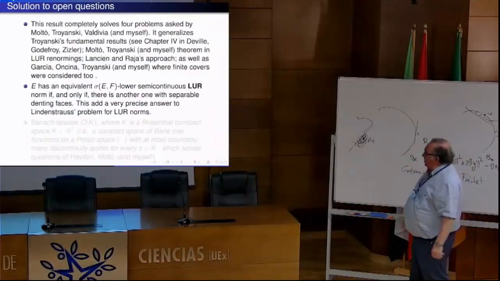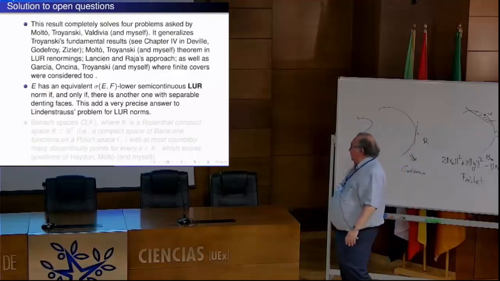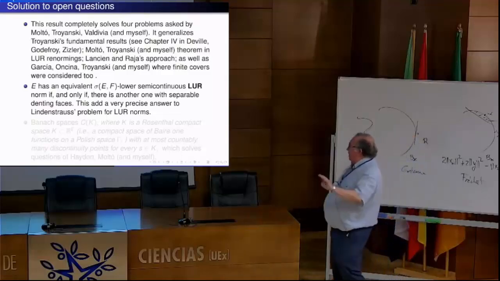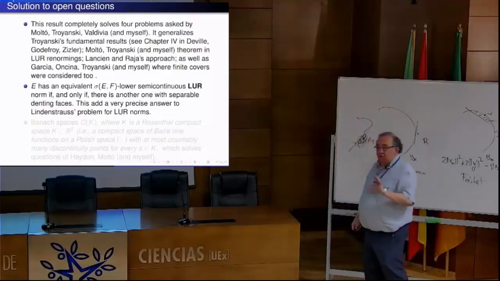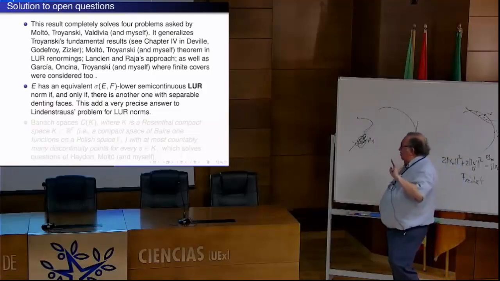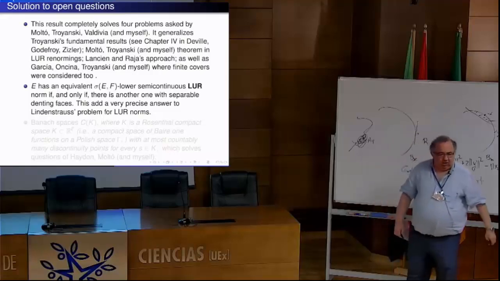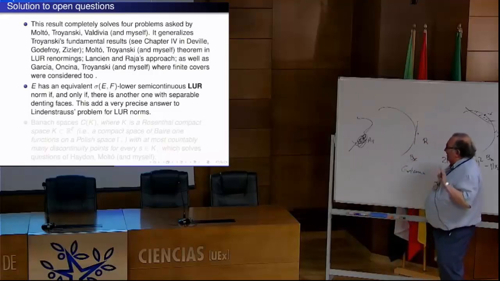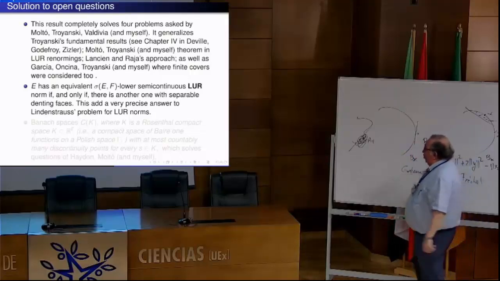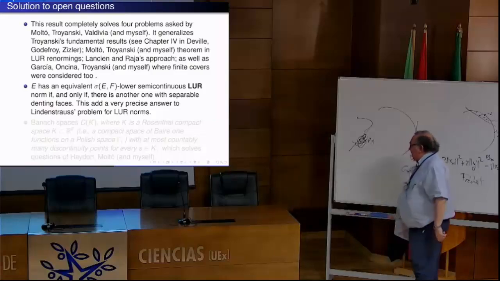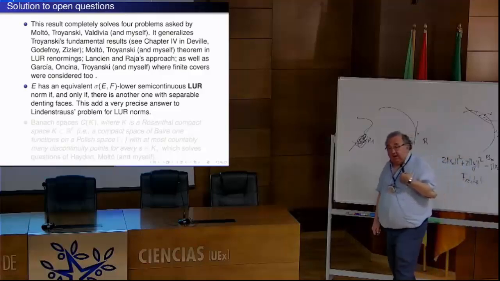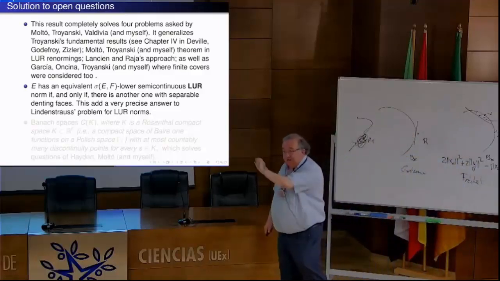This result completely solves four problems asked by Molto, Troyanski, Valdivia, and myself. It generalizes Troyanski's fundamental result, which is written down in chapter 4 of the Fabian et al. book. The Molto, Troyanski, and myself theorem in LUR norms is also contained here. The Lancien and Raja approach is also included here, as well as Garcia, Oncina, Troyanski, and myself, where finite covers were considered too. We indeed consider finite balls, a finite number of balls.